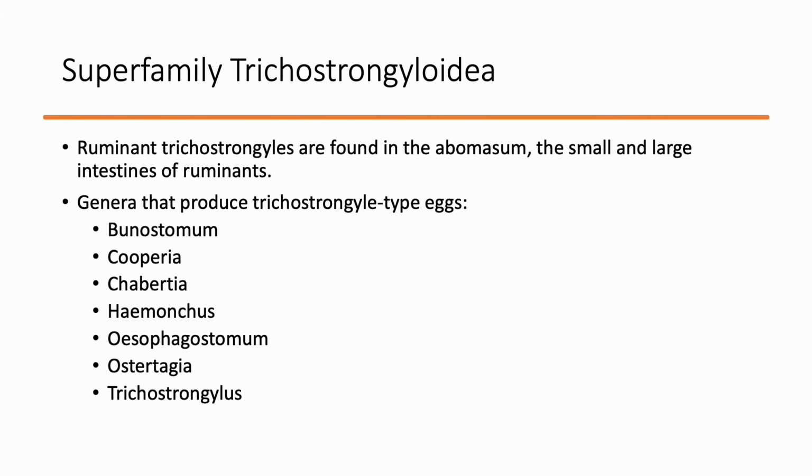The next superfamily is called Trichostrongyloideae, and these are going to affect ruminants and different parts of their GI tract. So they could infect the abomasum, the small or the large intestines of our ruminants. There's quite a few genera that can produce eggs in this superfamily. The one we're going to talk about is Haemonchus. But take a look at these other genera so you're familiar with different types of Trichostrongyloideae nematodes that affect ruminants.